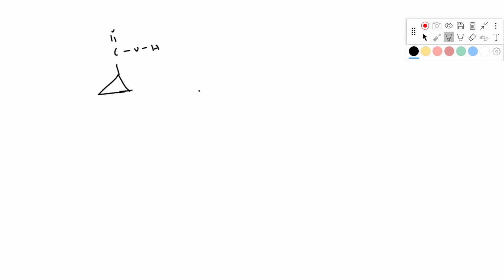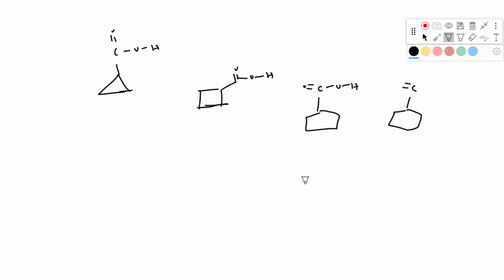This is the first one. Second one is this 4-membered ring, and here COOH. Third option, 5-membered ring, here COOH. Last one is a 6-membered ring, here COOH.